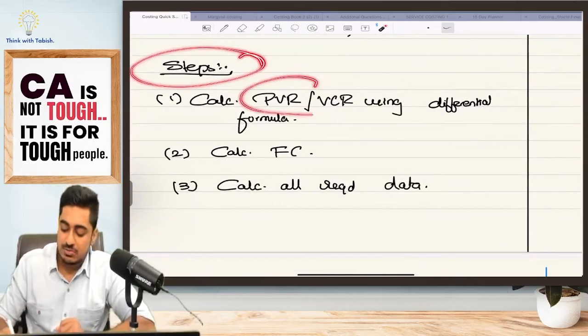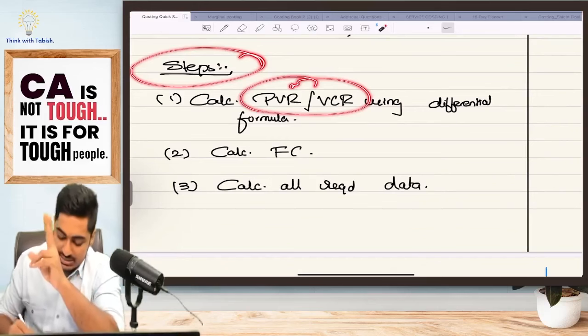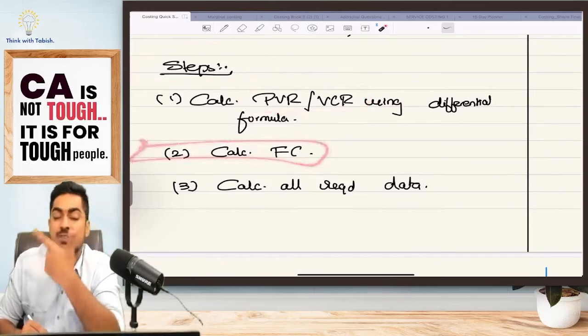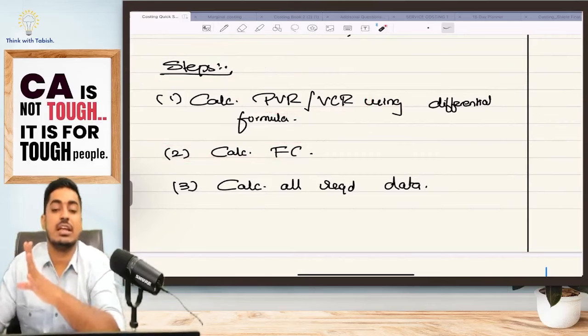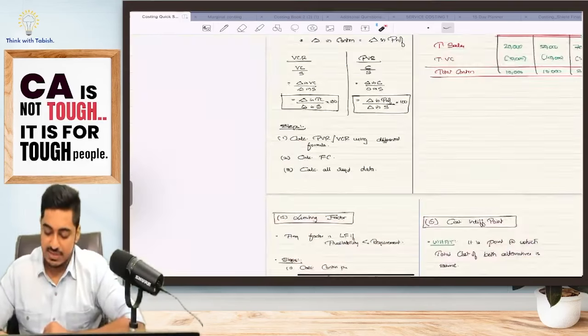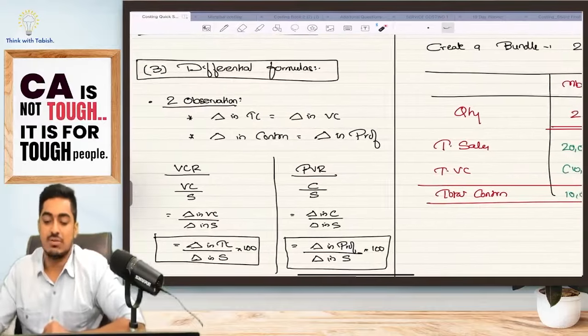Whenever we have a question on differential formulas, what are the steps to be followed? First, we calculate PV ratio or variable cost ratio. Once we get this, the most important thing is to calculate fixed cost. Once fixed cost is there, everything is ready. You can do whatever calculation. Is this clear, everyone? Are we ready to solve questions? Yes, give me a confirmation, students. Accordingly, we will start solving questions.